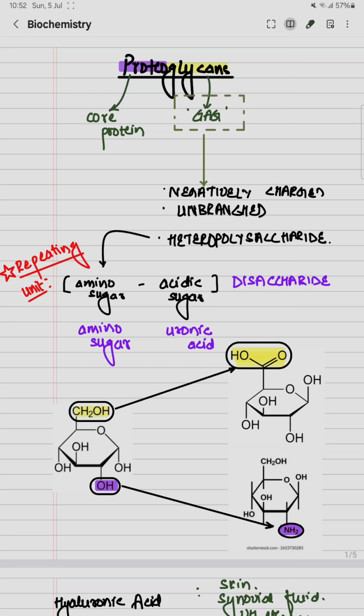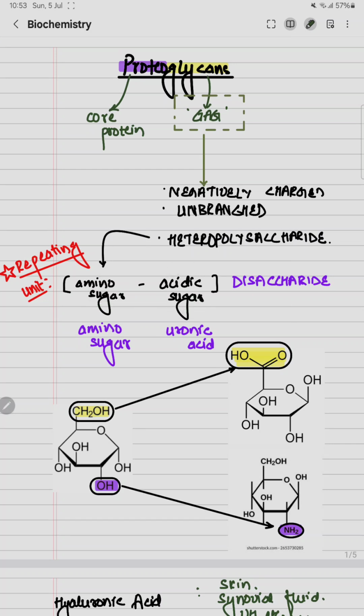So your GAGs are negatively charged, unbranched heteropolysaccharides. So basically, if this is your core protein, these are your GAGs. They are very unbranched. Now, with that out of the way, we have to understand the repeating unit. The repeating unit here is a disaccharide. So basically, two monosaccharides which are modified.